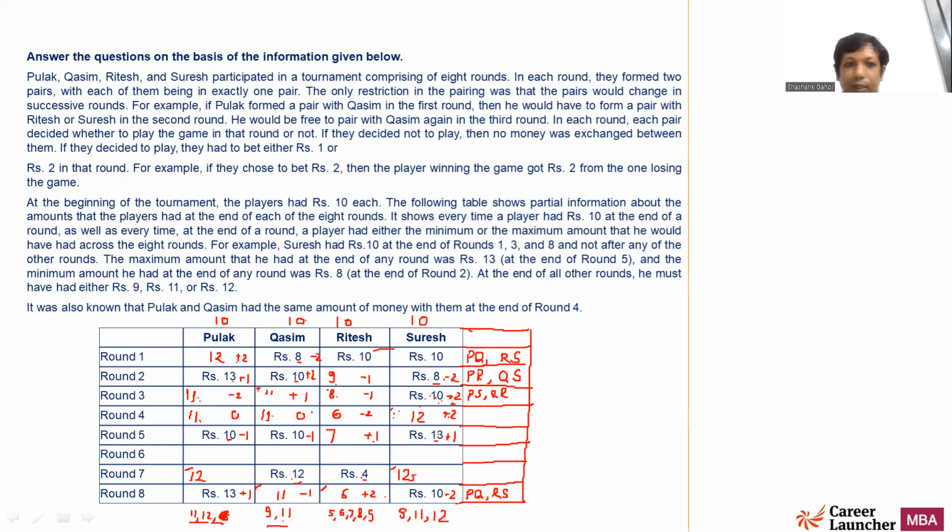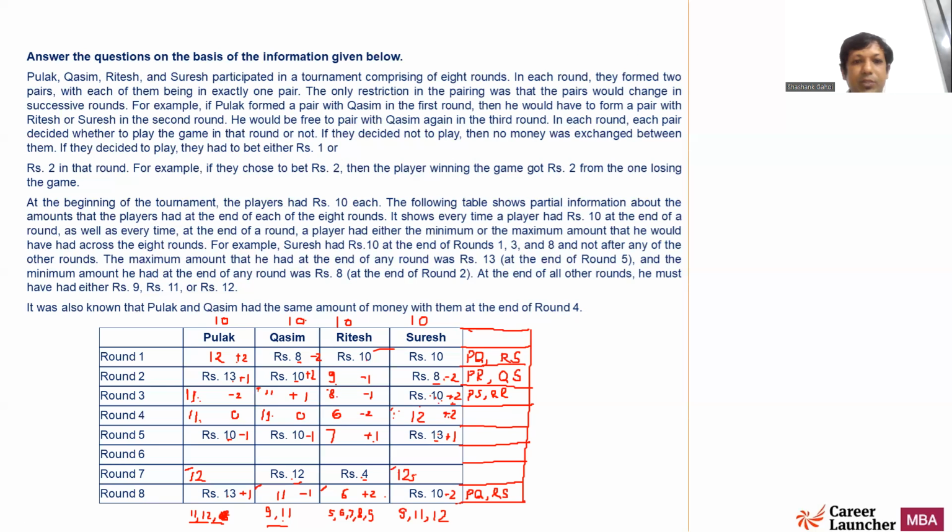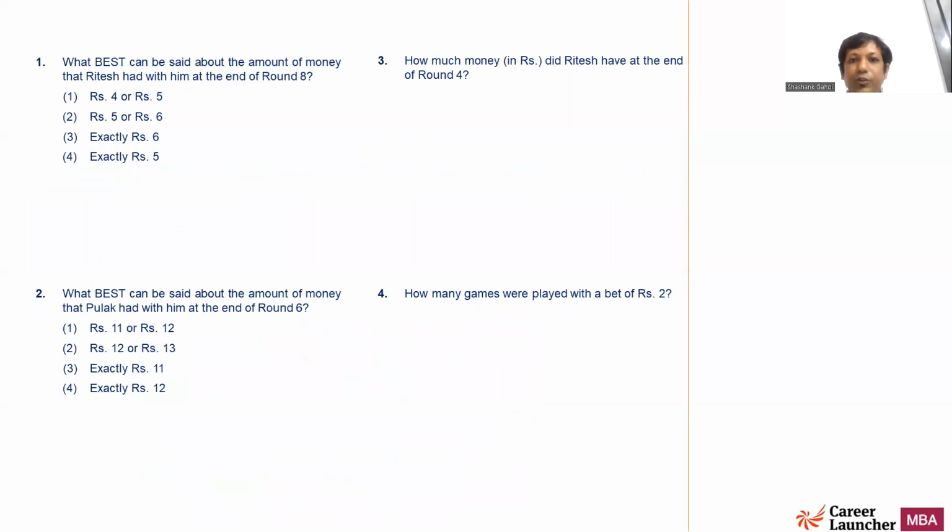Now let me check with the questions whether I'm able to get a definite arrangement. In how many games were played with a bet of 2 rupees? Basically I must be able to find all the matches that have 2. And question number 3 says, how much money did Ritesh have at the end of round 4? So basically I must be able to calculate the exact value. Ritesh had 6 rupees at the end of round 4. I have already got that answer. So the answer to that question is going to be 6 only.